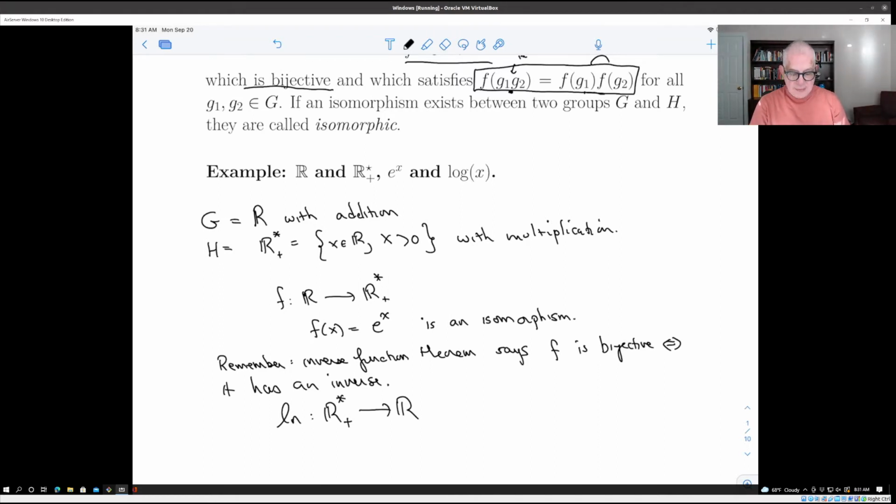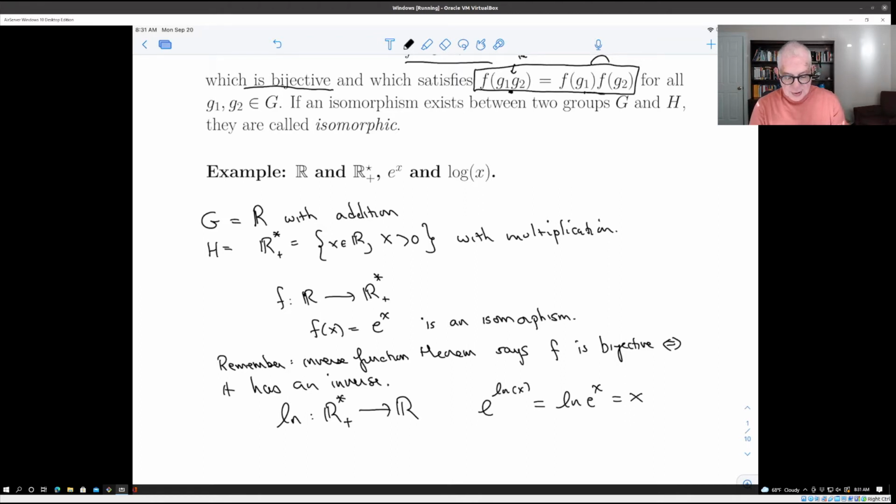And we know that these are inverse to each other because we know that e to the natural log of x is equal to the natural log of e to the x is equal to x, provided that x is in the appropriate domain.